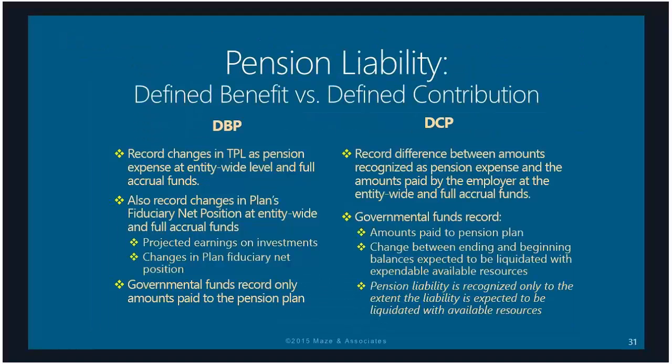This slide shows the difference of what is considered as pension liability between a defined benefit plan versus a defined contribution plan. Since most of you have defined benefit plans, we will spend more time talking about that. In full accrual statements for defined benefit plans, you should record changes in the total pension liability and changes in plan fiduciary net position. In modified accrual statements for defined benefit plans, you should record only amounts paid to the pension plan, which is the same practice as before. The right-hand side of this slide details what should be recorded for defined contribution plans.